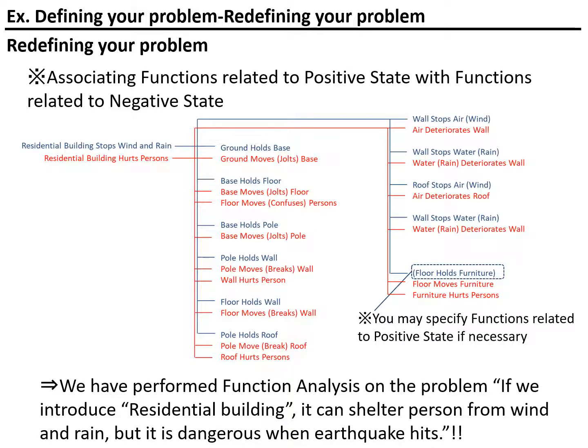What you should do next is associate the functions related to the positive state with the functions related to the negative state. Then you should notice that the problem accompanies a combination of smaller conflicts. For example, to build a residential building, ground is necessary to hold base. But because of this function, in the case of an earthquake, ground moves base. And a similar thing is happening in other functions. I would like you to look through this combination of functions related to the positive state and functions related to the negative state. You should notice that we have performed function analysis on the problem: if we introduce a residential building, it can shelter a person from wind and rain, but it is dangerous when an earthquake hits. This problem has been broken down into a combination of smaller conflicts.